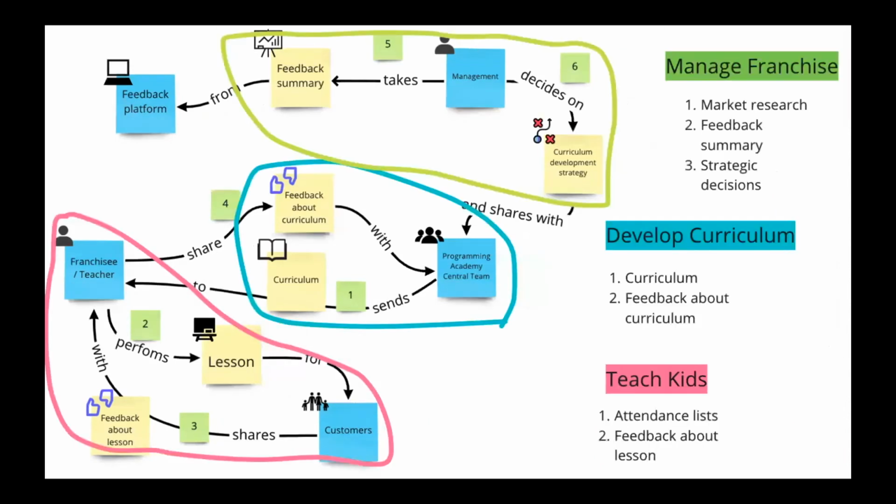And going back to data, I like to use this tool and similar tools to decide on the ownership of data. Based on such domain storytelling, you could see and analyze that there are three domains in our Programming Academy: a Teach Kids domain, a Develop Curriculum domain, and a Manage Franchise domain. Each of those domains has some data that was created in this domain, by this domain, or as a byproduct of this domain. For example, feedback about the lesson is inside the domain we could call Teach Kids. Same thing with the curriculum and the feedback about it. It's a part of Develop Curriculum.